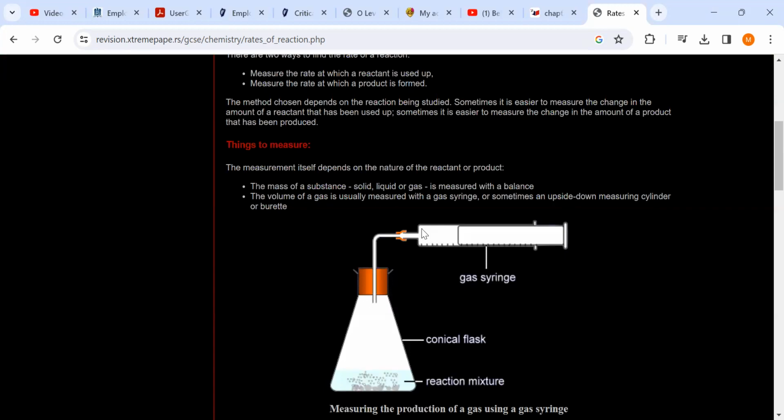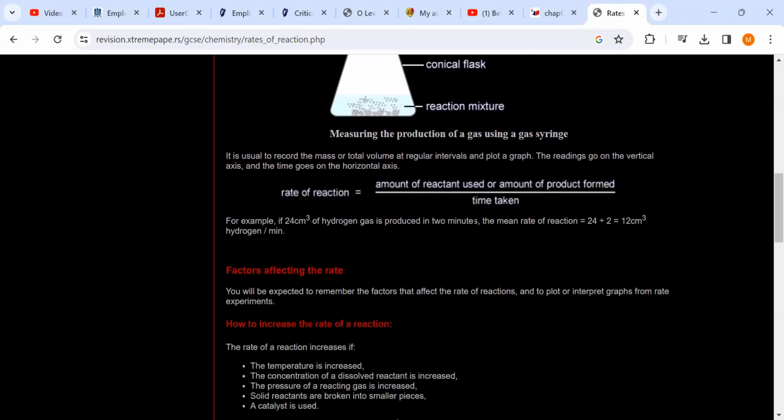Often, the total capacity of a gas syringe is asked. You need to know that a gas syringe only holds 25 centimetre cube of gas, and it cannot measure more than that. As you can see, the gas will go from this pipe into the gas syringe, and simultaneously the amount of gas being stored can be measured over here. As I said earlier, the rate of reaction is calculated by the amount of reactant used divided by the time taken.